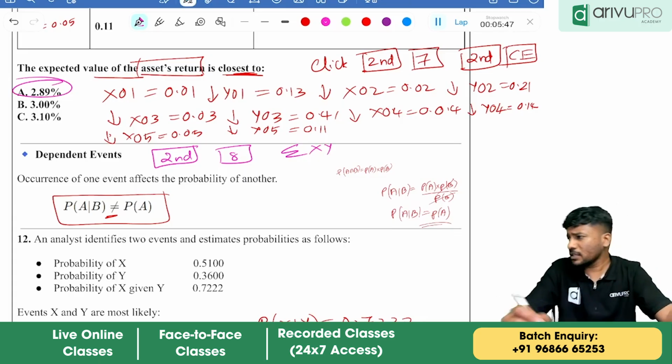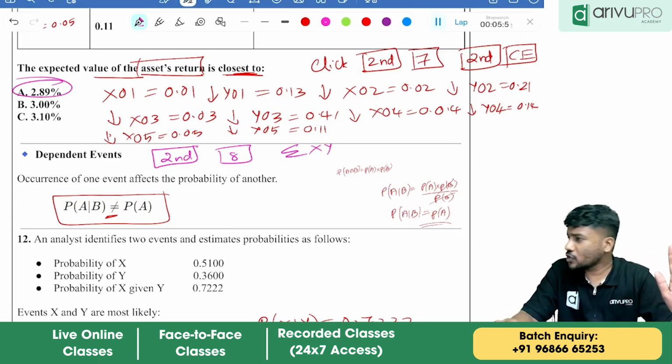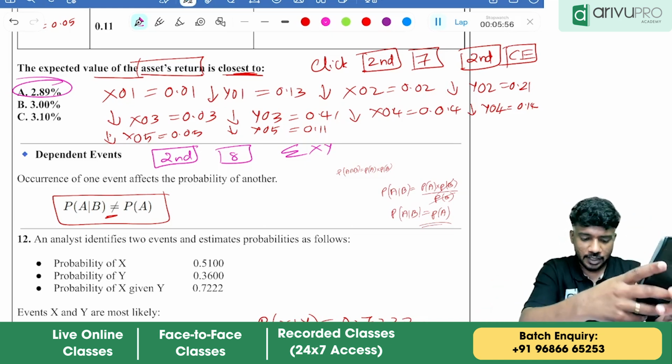You will get it in decimal, so you will convert it into percentage. So 2.89 will be the answer. Understood, Sheikh? You got the answer or not? You can tell me. One by one values I'll enter anyway.